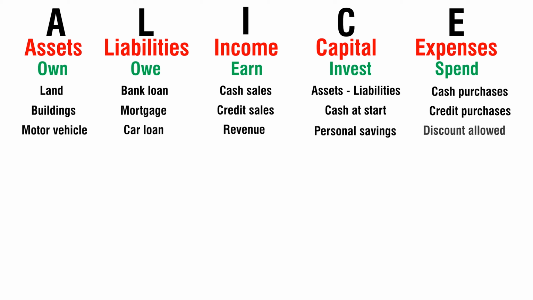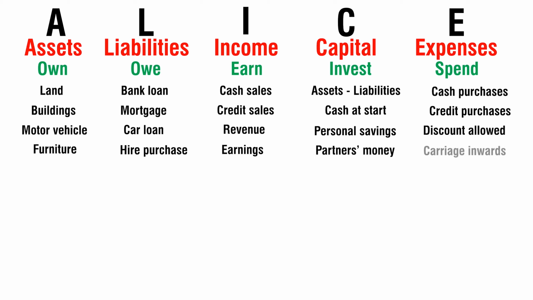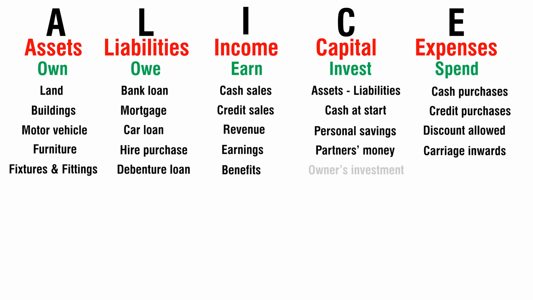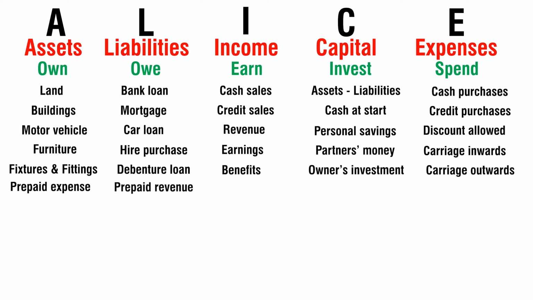Discount allowed, spend. Furniture, own. Hire purchase, owe. Earnings, earn. Partners' money, invest. Carriage inwards, spend. Fixtures and fittings, own. Debenture loan, owe. Benefits, earn. Owner's investment, invest. Carriage outwards, spend. Prepaid expense, own. Prepaid revenue, owe. Proceeds, earn.